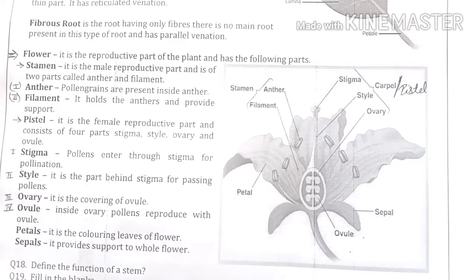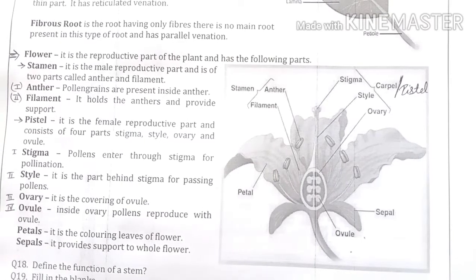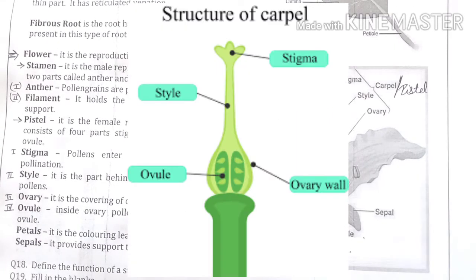So that's all about today's class. We have discussed the flower, its parts, and how pollination takes place and how more fruits, flowers and plants are reproduced.